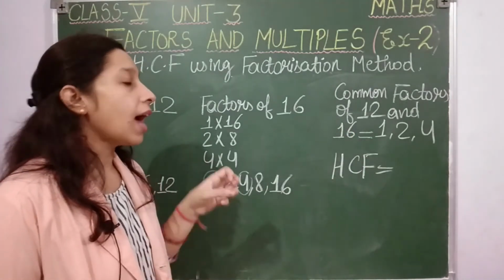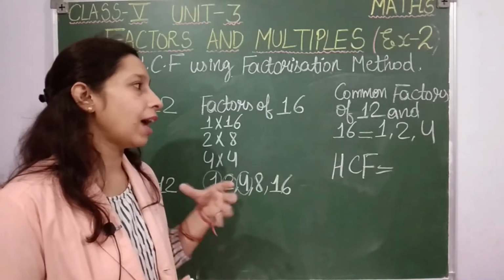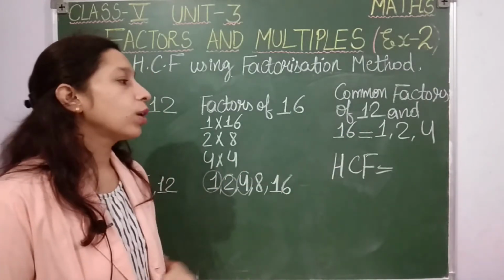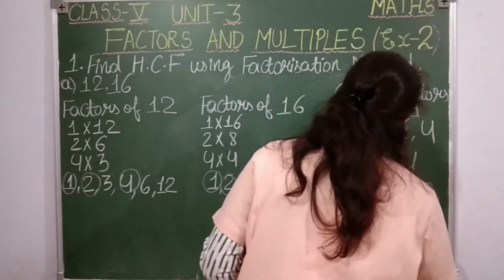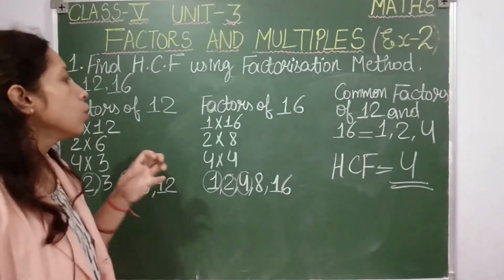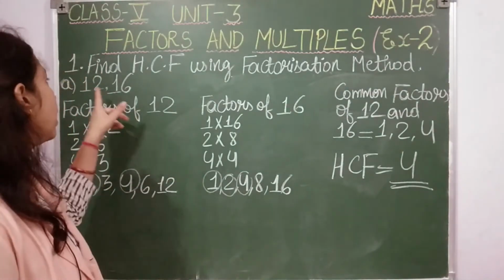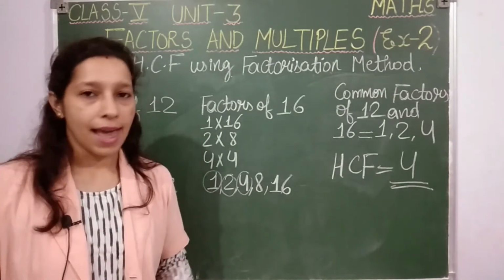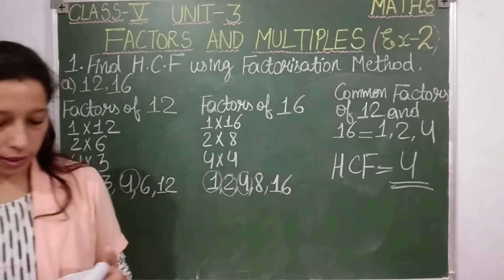Now you have to find the highest common factor. There are 3 common factors between 12 and 16. They are 1, 2 and 4. You have to give the highest common factor. So what is the highest common factor here? 4. Understood, students? So 4 is the highest common factor between 12 and 16 which can divide it exactly. Okay, students, let us see point number B. Note it down.